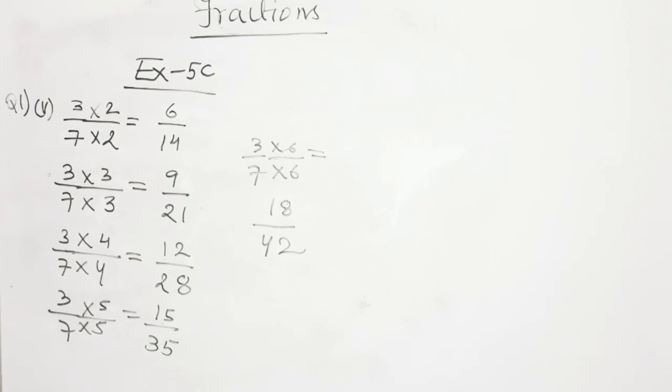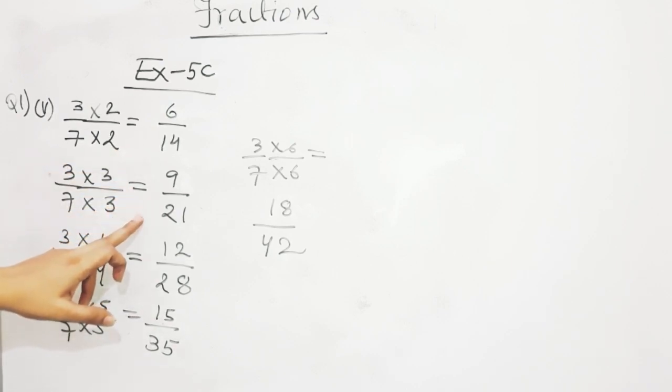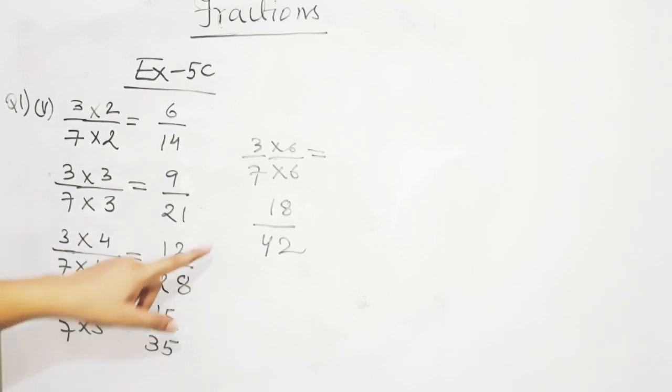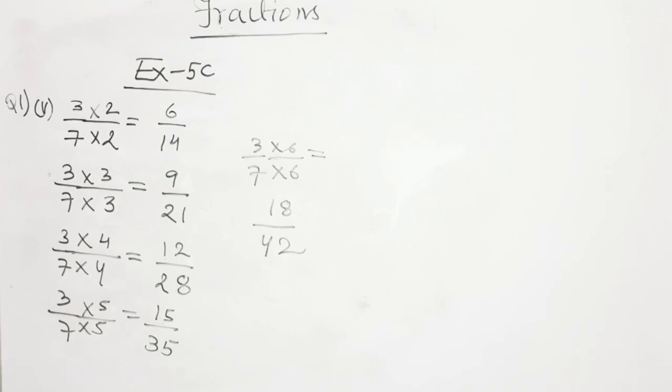And in this question, 5 fractions were asked. So this is the first equivalent fraction and this is the second. This is the third, fourth and then the fifth. Correct? Now let me explain the next option, that is option number 6.